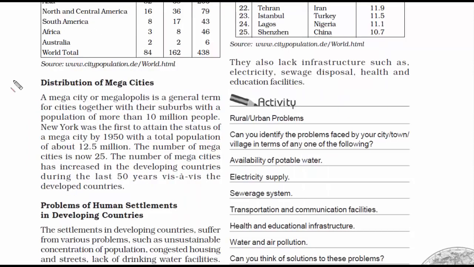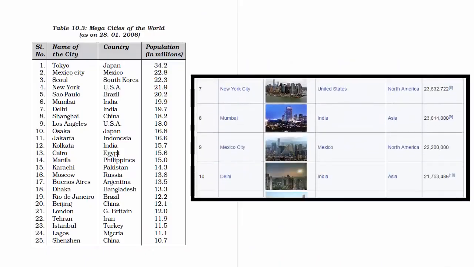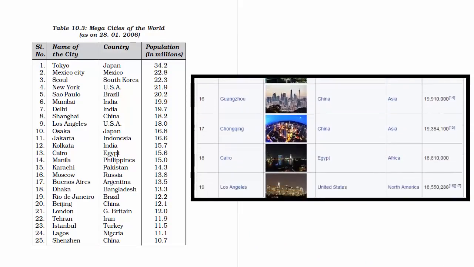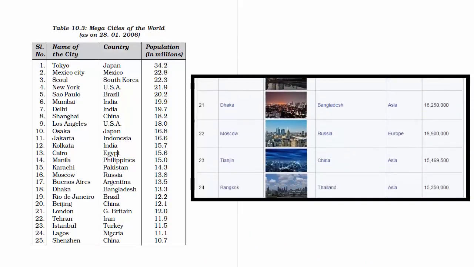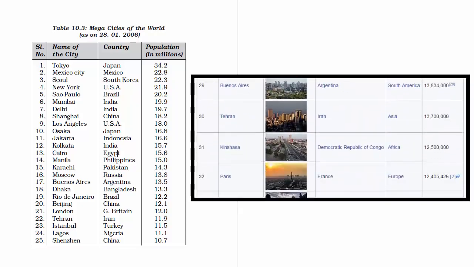Now we will look at the distribution of megacities. A megacity is also known as a megalopolis. This term is given if a city's population is more than 10 million people. Have a look at this table that shows all the megacities with their respective population. On your left side is the old population figure from the NCERT book, and on your right side is the latest figure as per 2016. Pause and have a look at it.